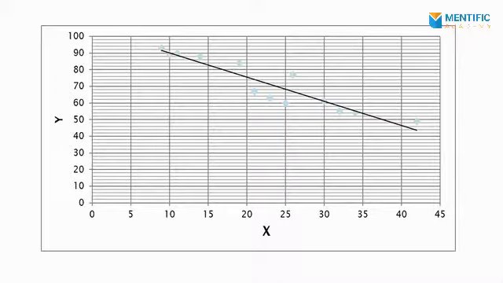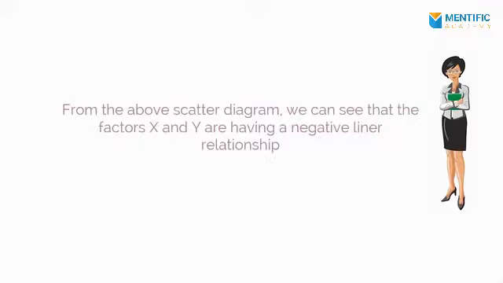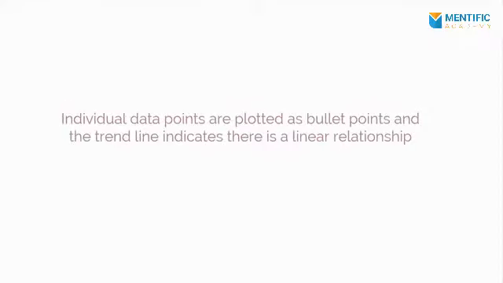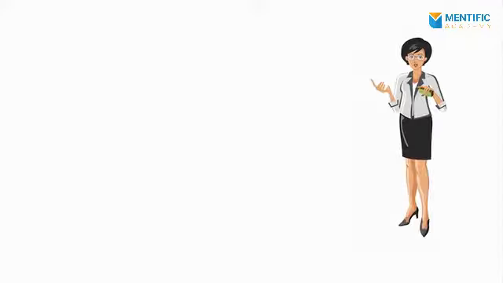Let us now take a look at an example of scatter diagram. From the above scatter diagram, we can see that the factors x and y are having a negative linear relationship. Individual data points are plotted as bullet points, and the trend line indicates there is a linear relationship. The seventh and the final basic quality tool is control chart.